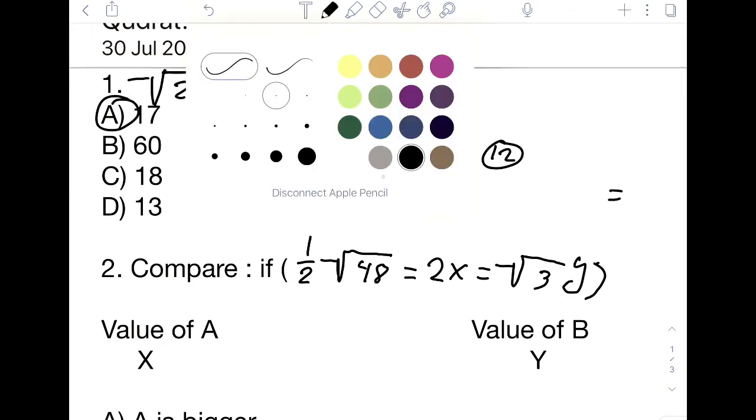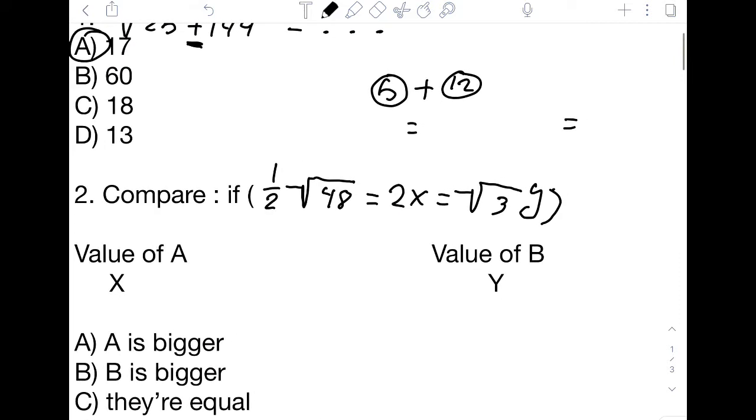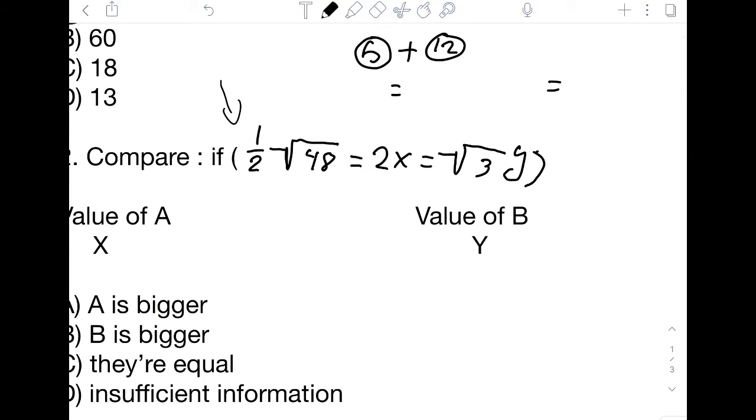Maybe I should use a smaller font. Second question, it's a compare question. I do not like those, but I think most students do, because they usually begin with a really long, wordy thing, and then they just ask which is bigger, which is smaller, or if there is insufficient information. Don't opt for insufficient information unless it is something completely unrelated. On the test, this is what happens.